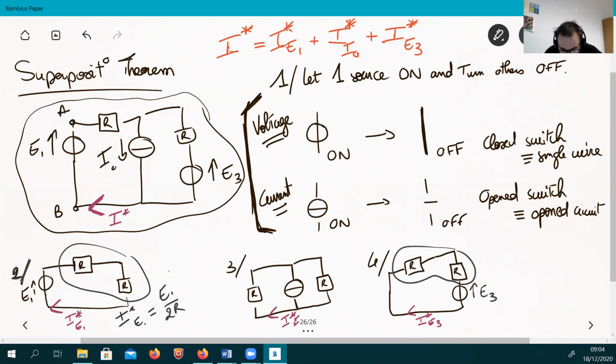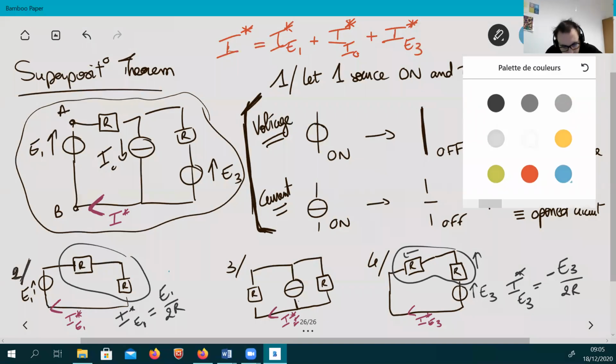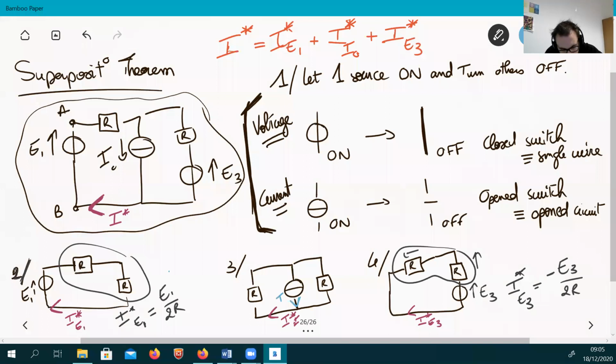So if now I move with the two arrows here, the sign is going to be negative. So I star E3, so this was E1, equals minus E3 over 2R. And then, well, pretty simple. Here you have, let me finish this real quick. So you have I0 flowing here.